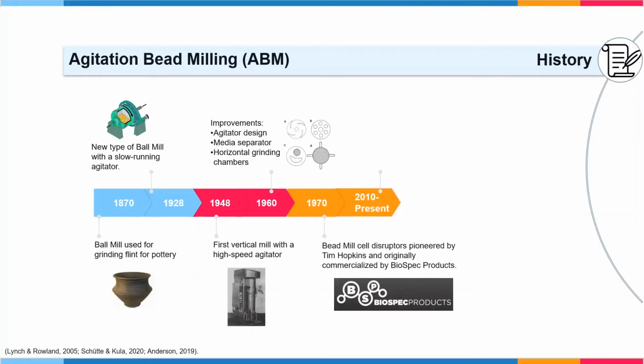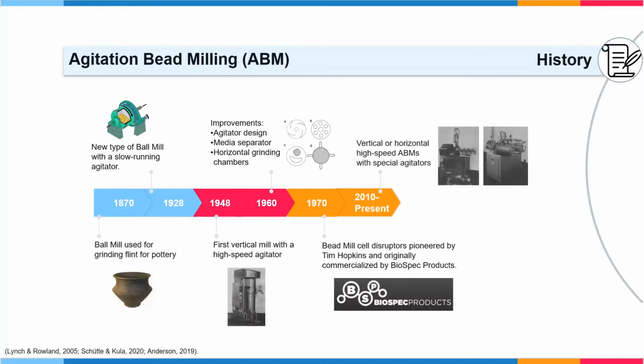Bead mill as a cell disruptor technology in the laboratory was pioneered by Tim Hopkins and originally commercialized by Biospect Products in the late 1970s. In the last decade, products processed in agitated bead mills are growing fast. Depending on the process, vertical as well as horizontal high-speed agitator bead mills are used today, and special agitators are designed to improve the comminution and to produce a uniform acceleration of the beads, resulting in products with narrower particle size.